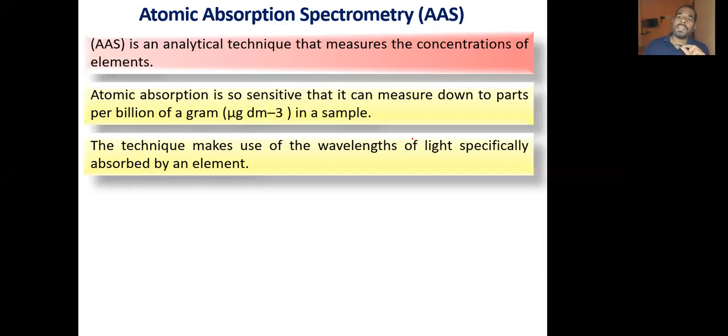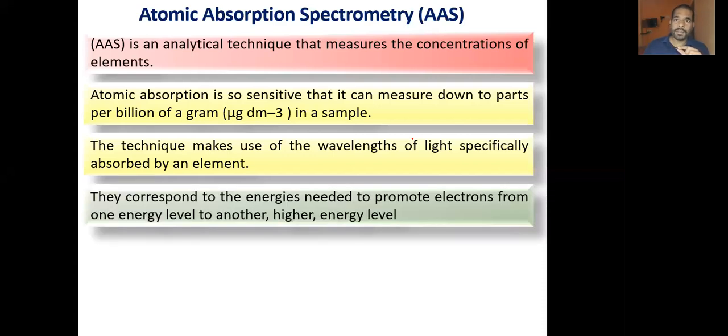So it makes use of wavelength of light specifically absorbed by a particular element, and they correspond to the energy needed to promote electrons from one energy level to another higher energy level. Now it corresponds to the energy because the electrons need energy to go from the lower energy state to the higher energy state, and this is with the help of some trigger. So it is related to the energies needed to promote electrons from one energy level to the higher energy level.